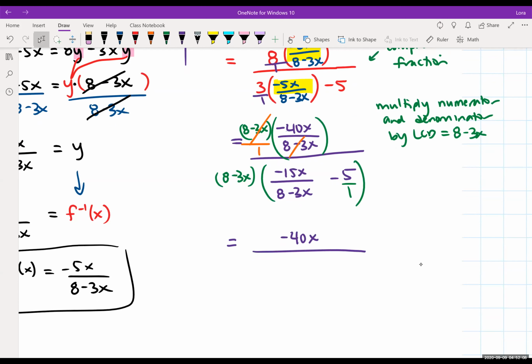The 8 minus 3x in the denominator has to be distributed to both of the terms. So let me see if I can use orange to help us out. Now, when I do this, I'm going to write out an extra step just in case. I have 8 minus 3x. That gets distributed to the negative 15x over 8 minus 3x. Then I have a minus sign. 8 minus 3x gets distributed to the 5.